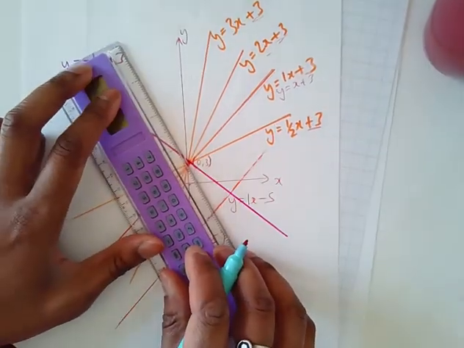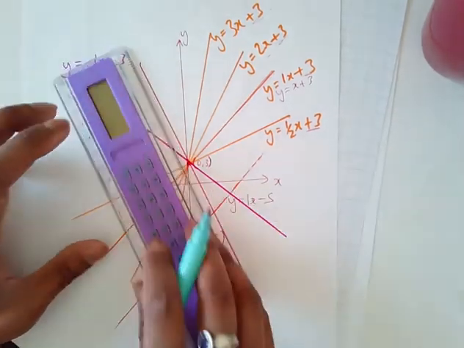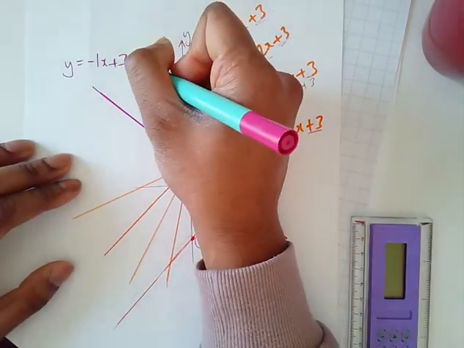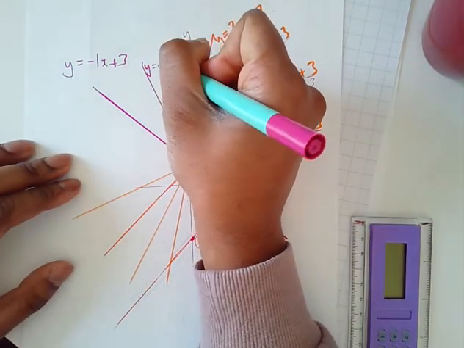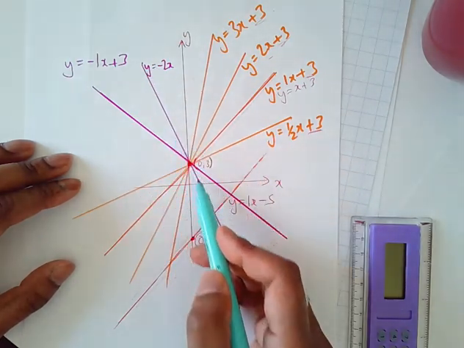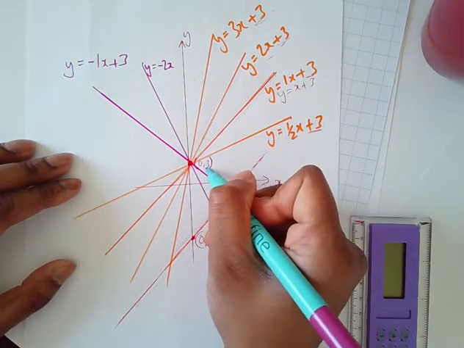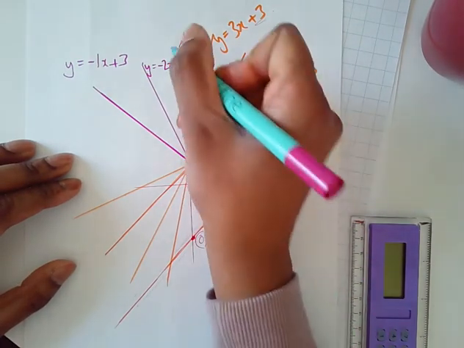If it was a little bit steeper, I could call that y is equal to minus 2x. 2 because it's slightly steeper, it's a negative because it's still going downhill. And what will the y-intercept be? It's still going through 3, so it'll be positive 3.